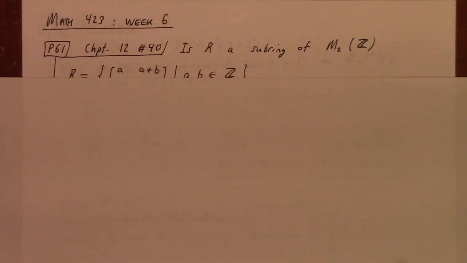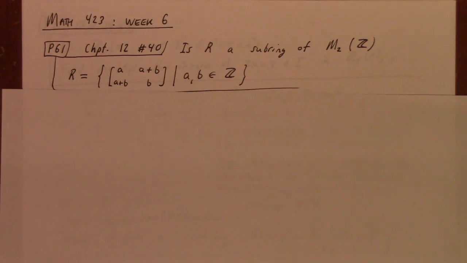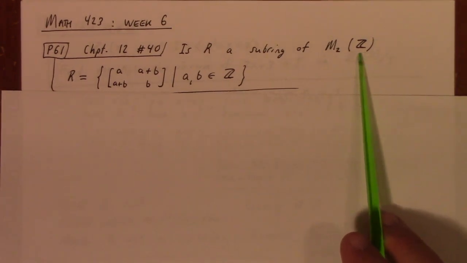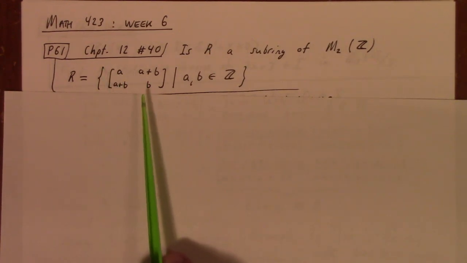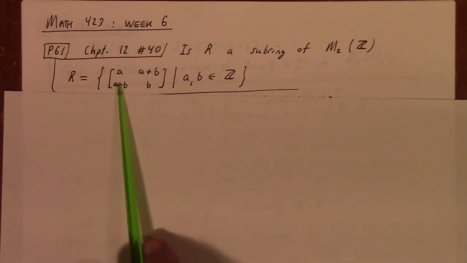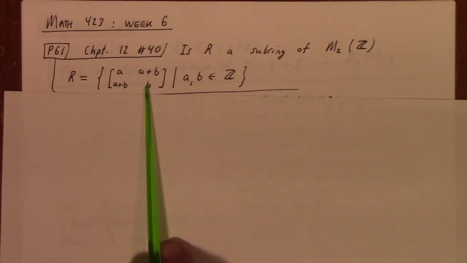First of all, problem chapter 12, number 40: is R a subring of the 2x2 matrices with integer entries? I took a look at this and thought, wait a minute, no, it's certainly not a ring because the identity matrix is not in there, right? Like 1, 0, 0, 1 is not in there. But then I was scratching my head and going, oh, that's right.